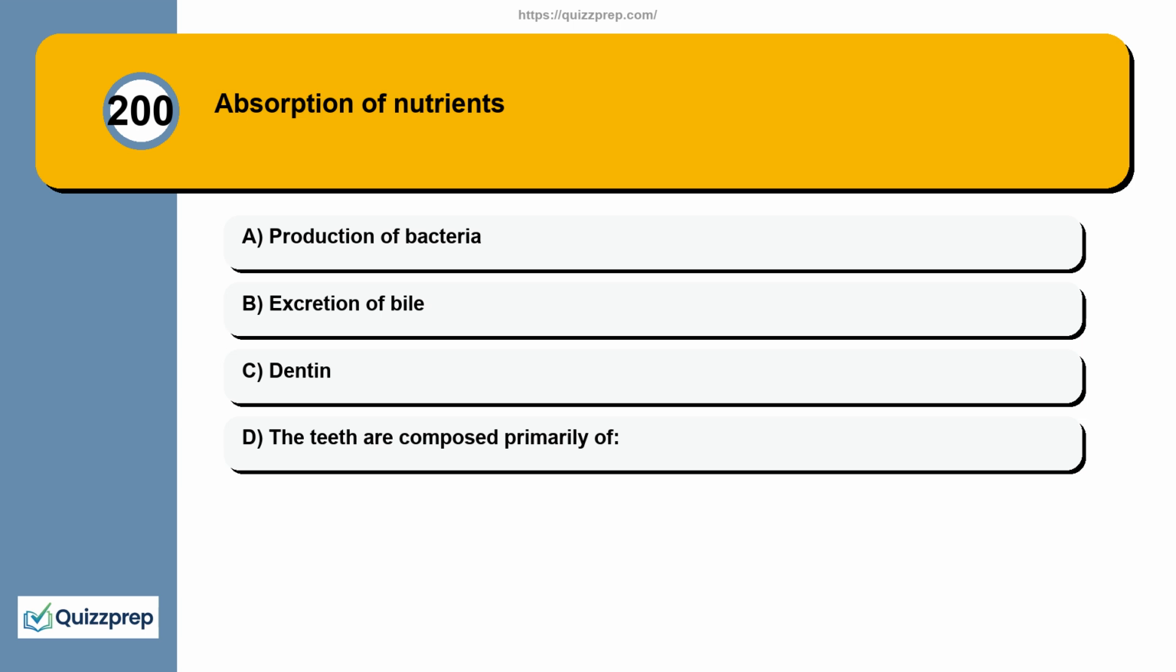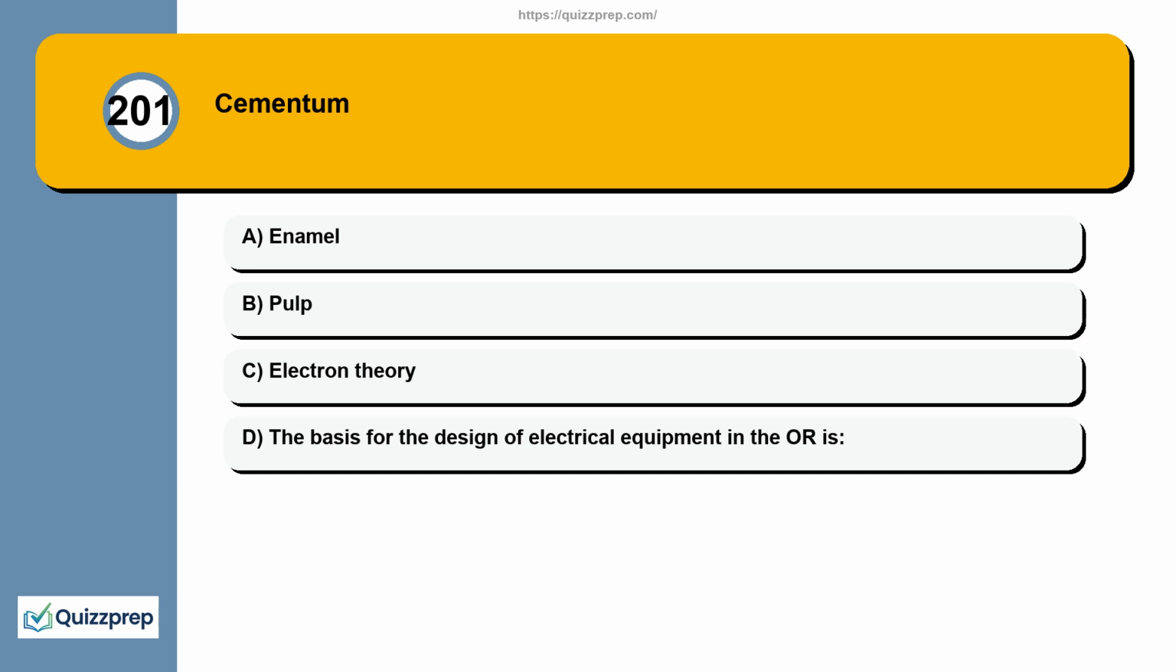The correct answer is option N/A. Question 201: Cementum, option A; enamel, option B; pulp, option C; electron theory, option D. The basis for the design of electrical equipment in the OR is.